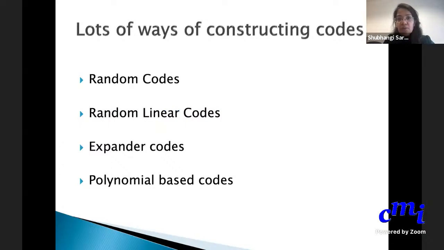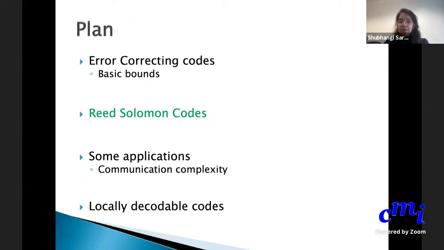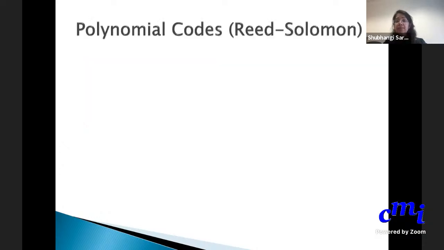But though we don't know the best rate distance trade-offs, we still do know a lot. We know lots of ways of constructing good codes in various situations. And I will tell you about one family of codes, the polynomial based family of codes. These are called Reed-Solomon codes. So in the next few minutes, I'll describe what Reed-Solomon codes are. They're a really elegant family.